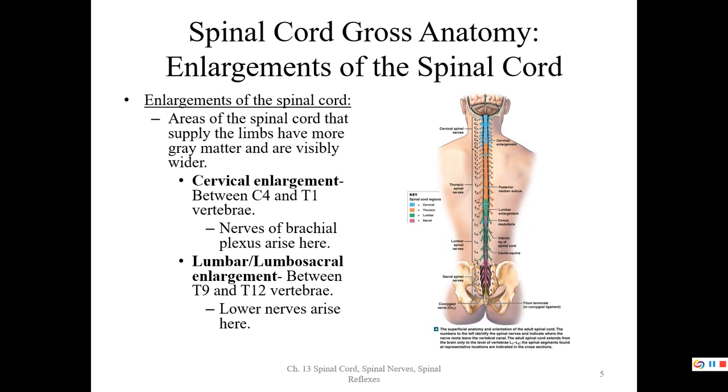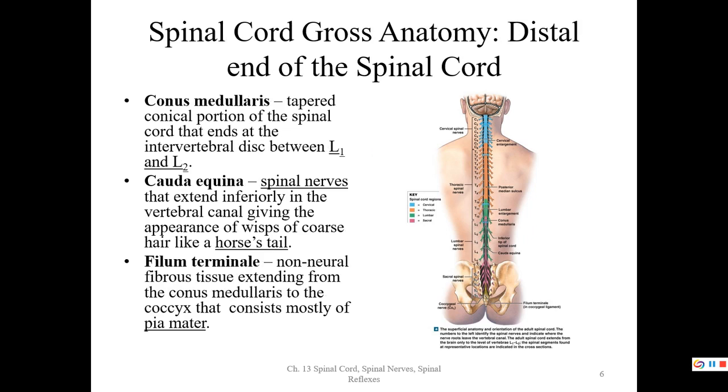The lumbosacral enlargement is where the lumbar plexus and sacral plexus, or lower nerves, arise. It comes between T9 and T12, which can make this difficult. This is a little bit annoying. It's called the lumbar enlargement or lumbosacral enlargement, yet it is found at T9 to T12, nowhere in the lumbar. Okay, very annoying. All right.